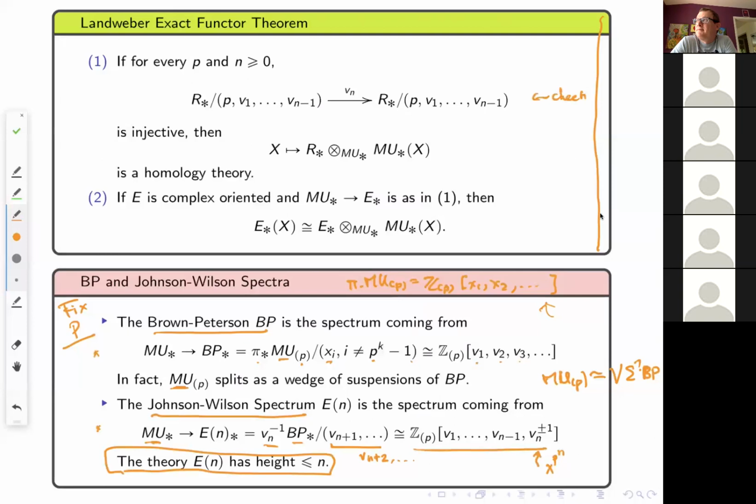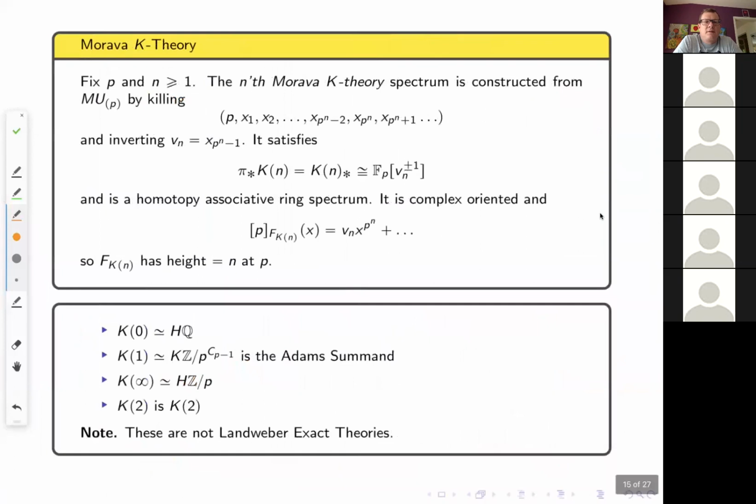These theories will come up next time. But for now, the goal is to introduce a bunch of new spectra that you wouldn't have thought of if you didn't have this machinery. On the next slide, I'm going to introduce Morava K-theory.